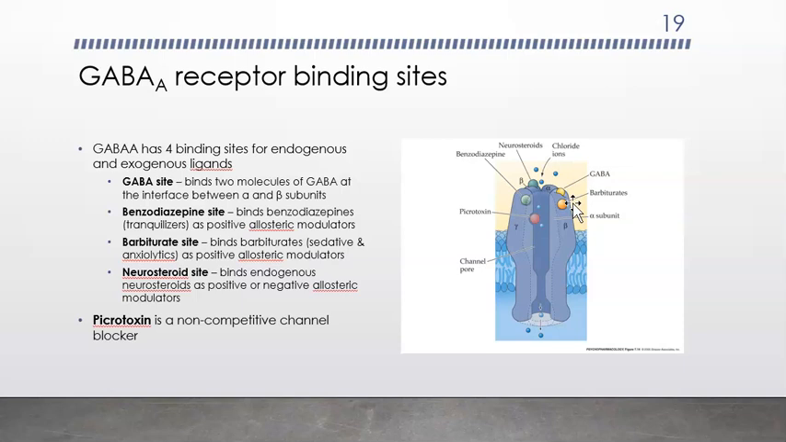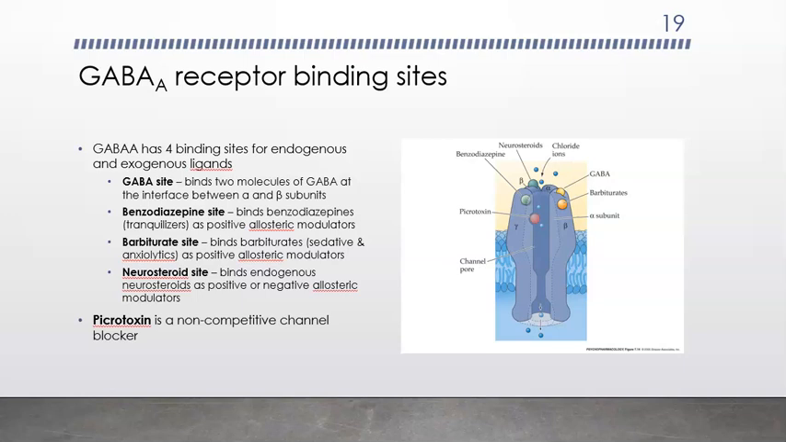Now, the last binding site of these endogenous and exogenous ligands would be the neurosteroid site. So it's this one way back there. And that is where endogenous neurosteroids are going to bind. And again, those can act as positive allosteric modulators. However, neurosteroids can also act as a negative allosteric modulator. So neurosteroids can act as either positive or negative.